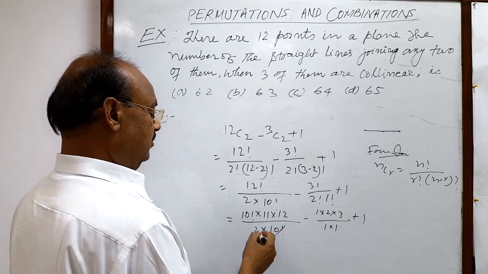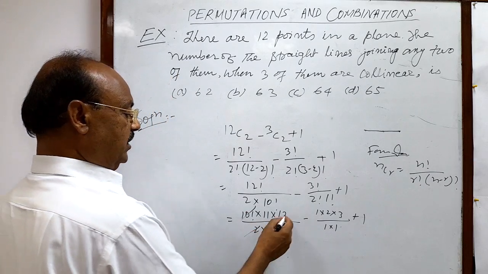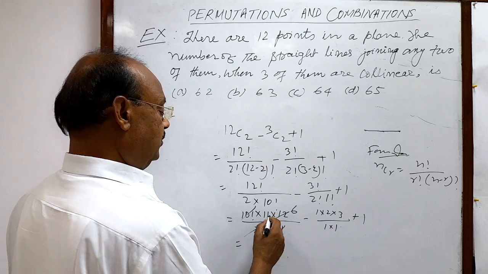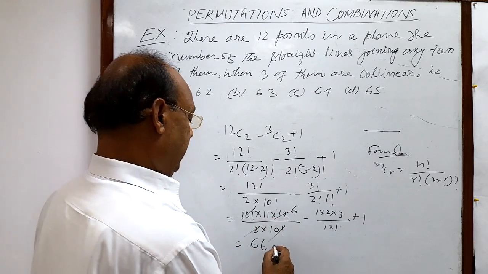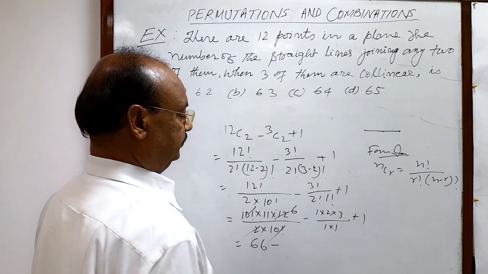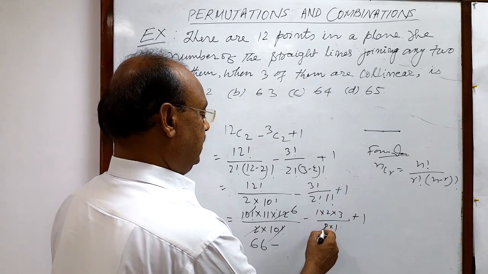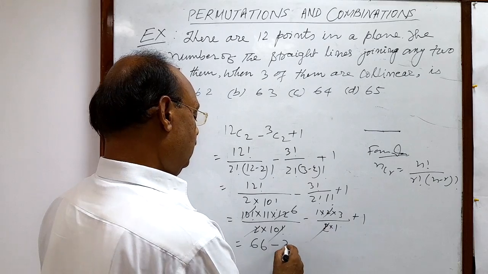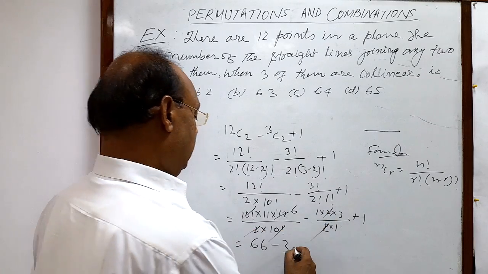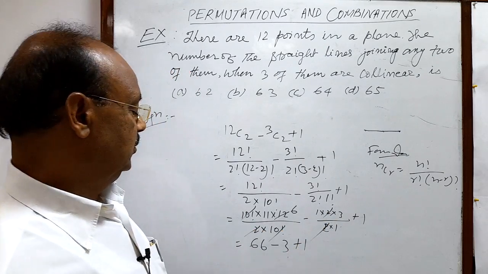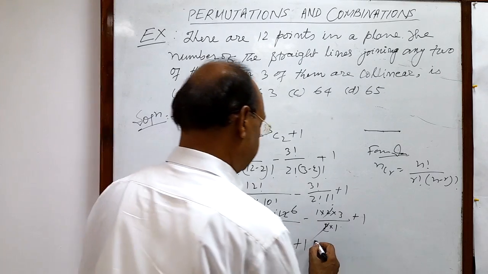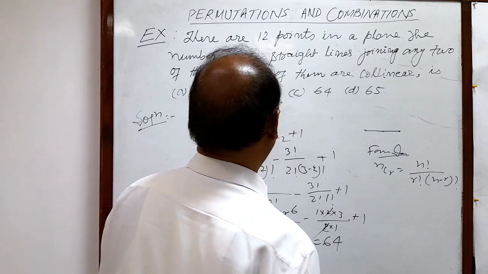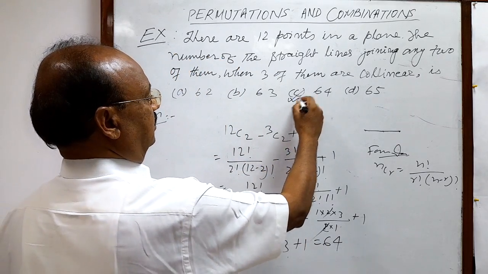Here 10 factorial will be cancelled out, and 2 sixes are 12. So this is equal to 11 into 6, which is 66, correct? Minus, sorry, the 2 is here, so this 2 will be cancelled out, minus 3 from here and plus 1. So 66 minus 3 is 63 and plus 1, this is equal to 64. So here the answer is this one.